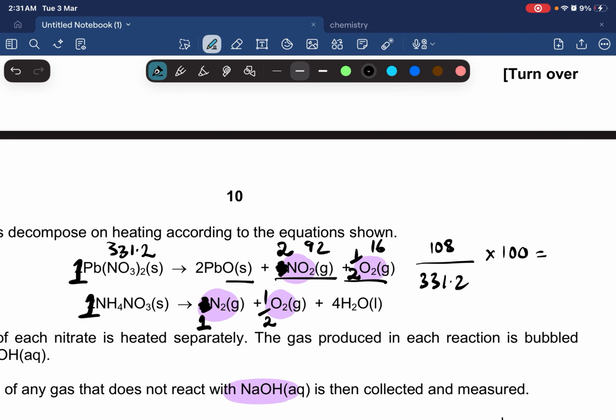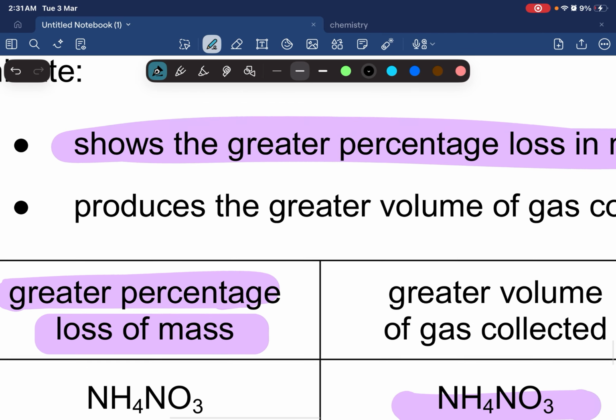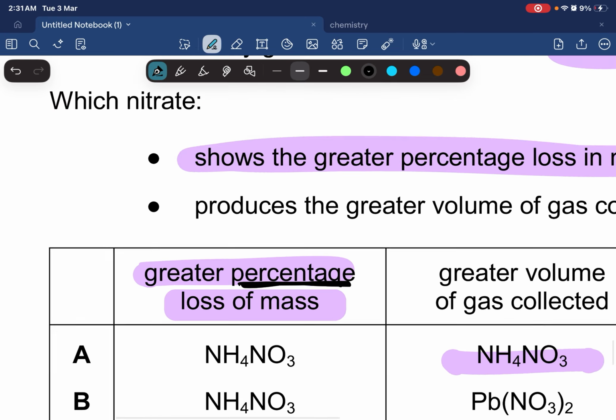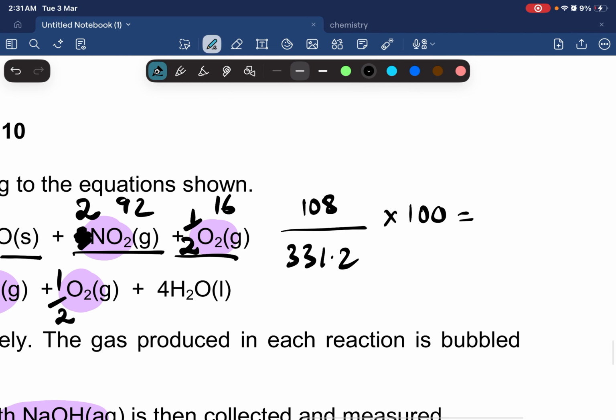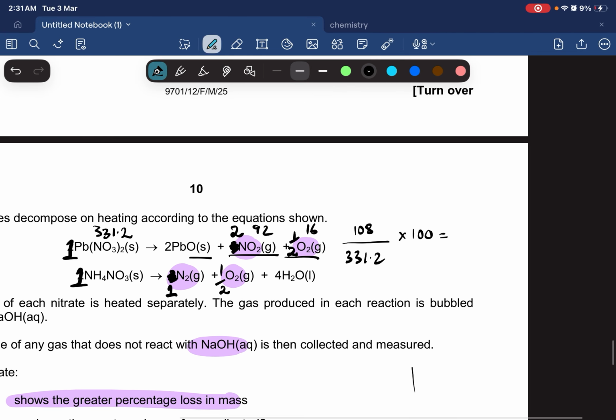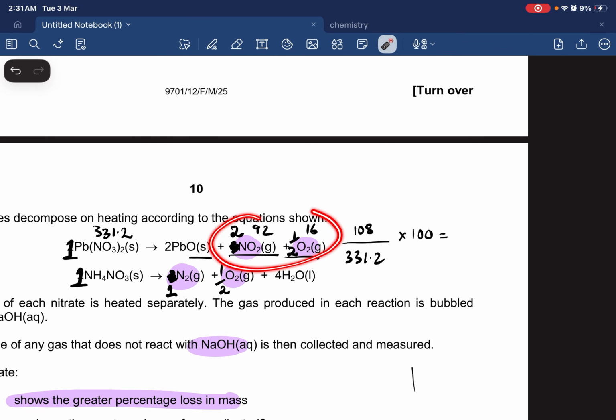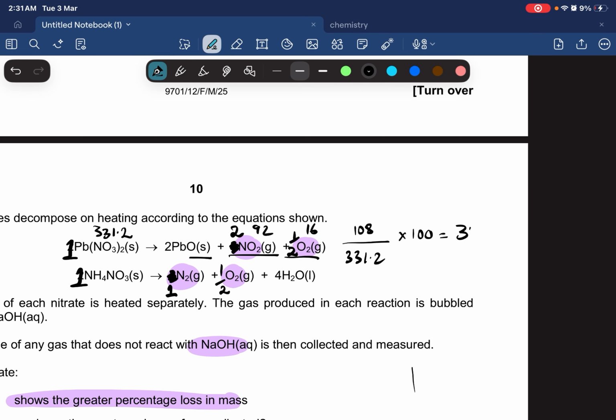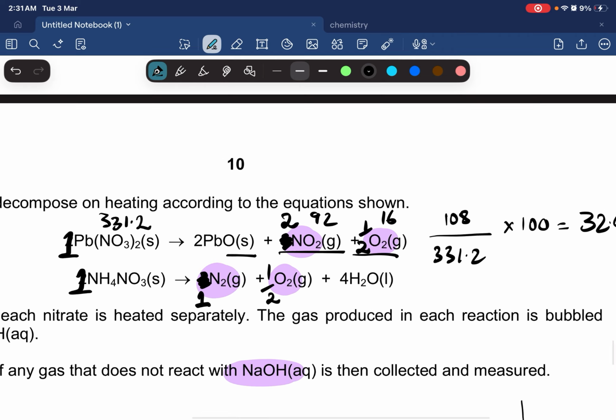Okay, they've not asked about the total loss. They've asked about the percentage. That's why we have to calculate the percentage, because otherwise, just by seeing it, we can tell the greatest mass loss is going to be here. But the percentage mass loss might be greater over here. We don't know. So don't make this mistake. We get 32.6% here. Now let's see what we get here.